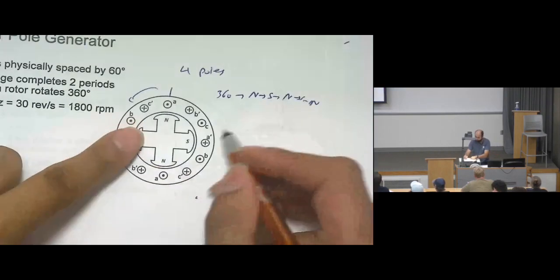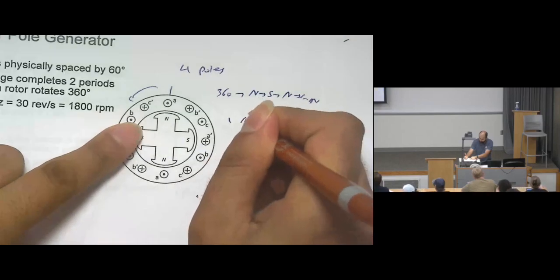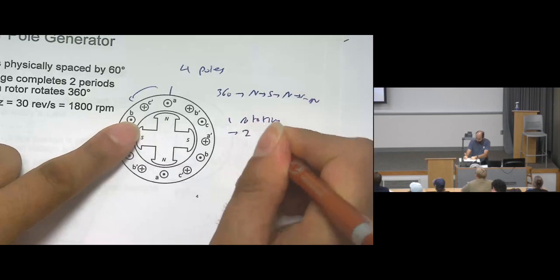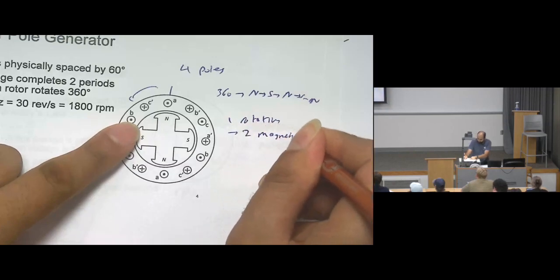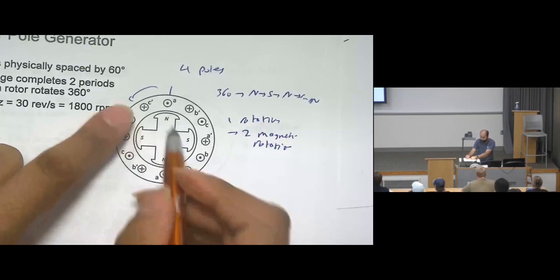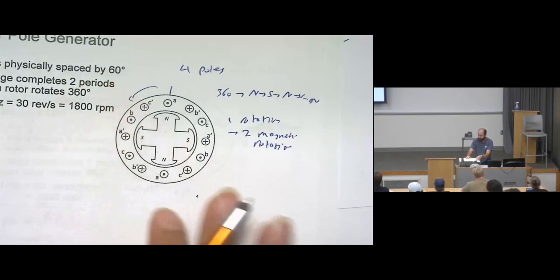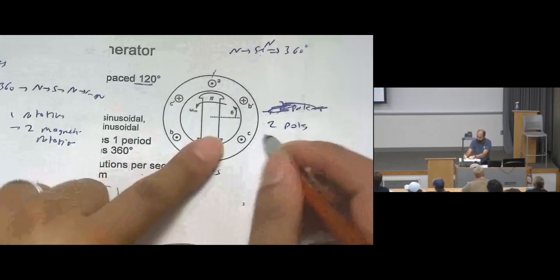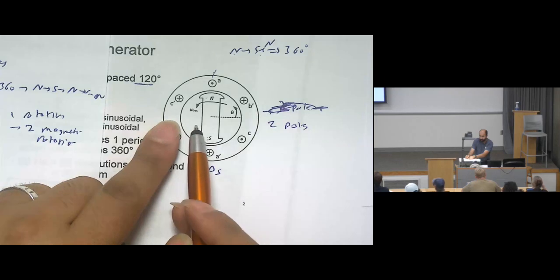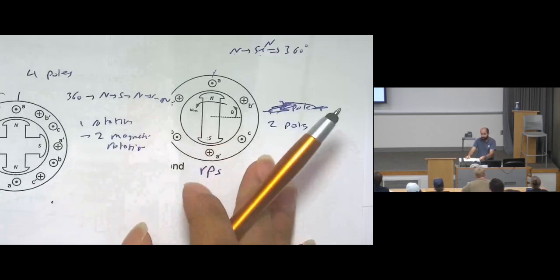In order to have one physical rotation, it will take 2 magnetic rotations. Right? One physical rotation will take north, south, north, south. While here, one rotation takes only one magnetic cycle: north, south, north. Understood?